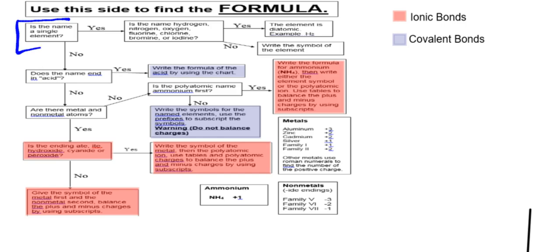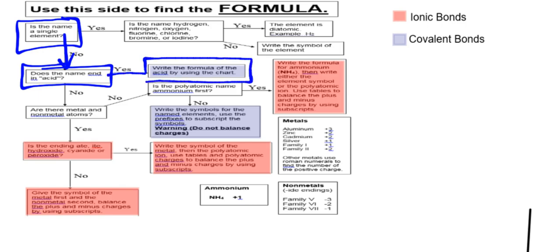So we ask ourselves this question: is sulfurous acid the name of an element? No. If it said the word sulfur, it would be yes. But it says sulfurous acid, correct? So we go down. We just follow the arrows. Does sulfurous acid end with the word acid? Yes, it does. So we go over, and then it doesn't ask a question. It gives us direction. Write the formula of the acid by using the chart. What chart? The acid chart. Open the middle. The acid chart was on the far right-ish middle side.